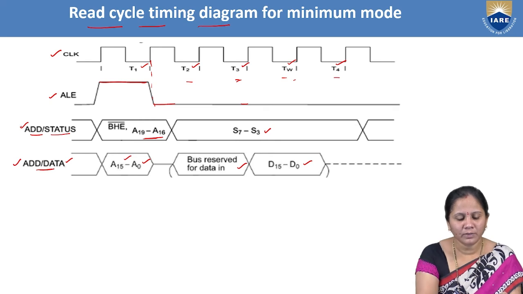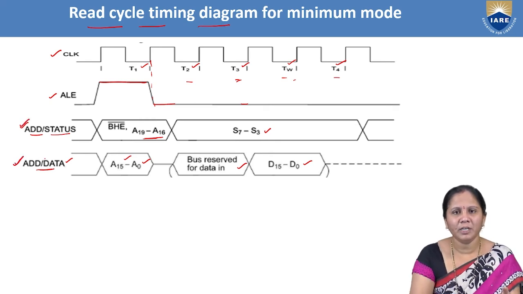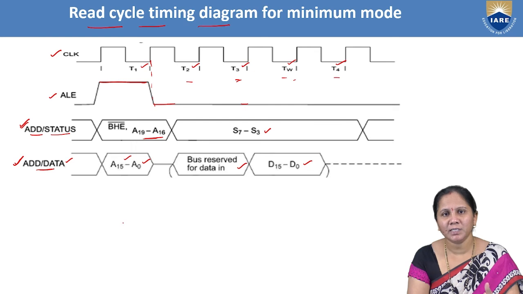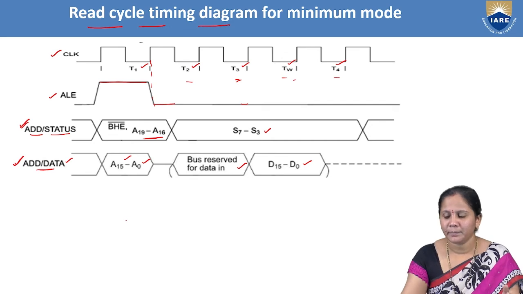So if you observe, these two are the combination of multiplexer lines, but in both the cases only during T1 address information will be there. In the remaining time states, whether data information or status information will be available.